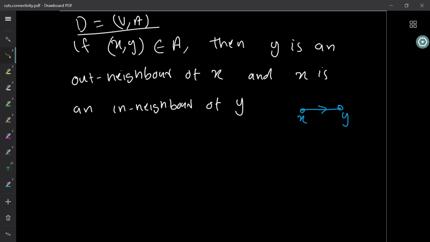Now, the set of vertices to which there is an arc from x is called the out neighbors of x, and the set of vertices from which there is an arc to x is called the in neighbors of the vertex. So if x to y is an arc, then y is an out neighbor of x, and x is an in neighbor of y.